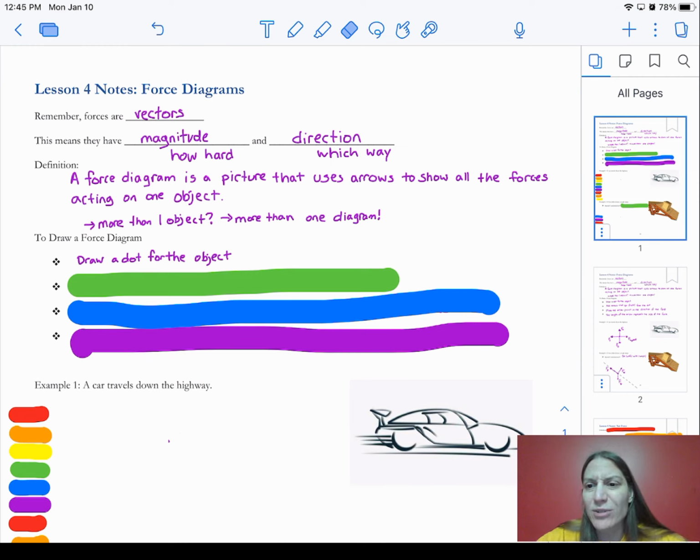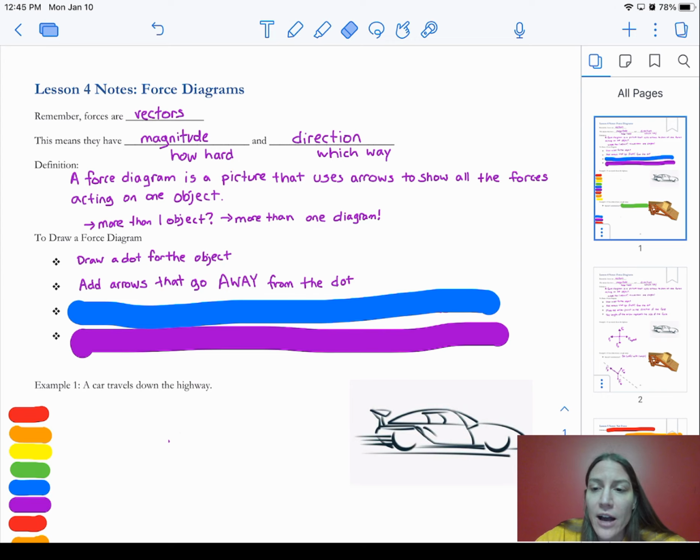Sometimes we put objects together, like if you've got a guy on a bike and you're drawing a force diagram for the guy on the bike, you might do the guy and the bike, still a dot. Everything's a dot in a force diagram. And then we add arrows that go away from the dot. They always point away from the dot. We're not pointing them at the dot.